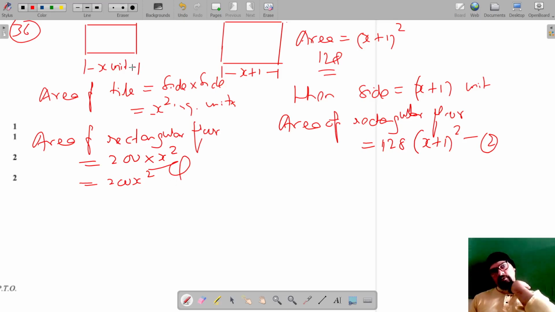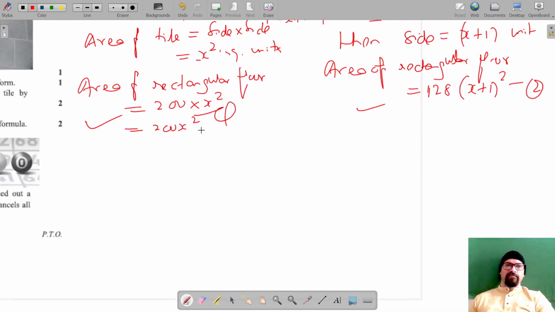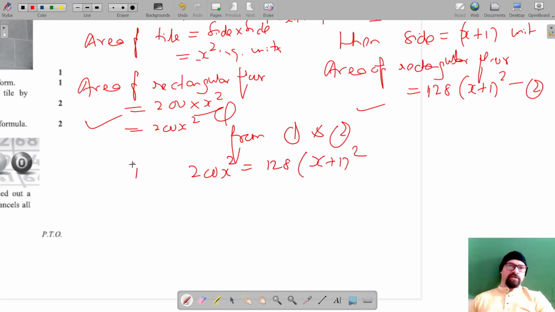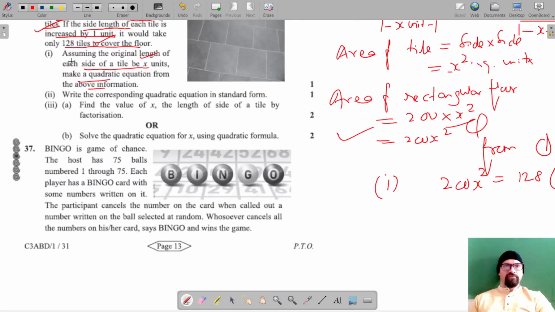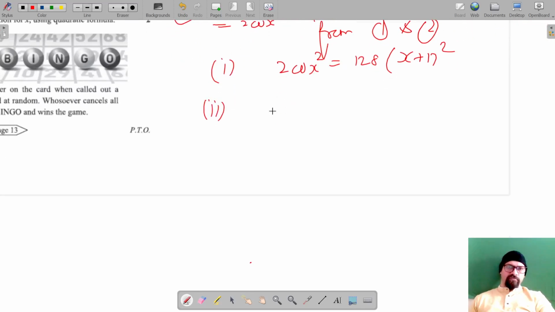Whatever the number of tiles, the area of the floor remains the same. So the area in both cases is the area of the rectangular floor. From 1 and 2, 200x square is equal to 128 into x plus 1 the whole square. This is the answer for the first question, where we have formed a quadratic equation. We have to write it in the standard form, ax square plus bx plus c, which is the standard form of the quadratic equation.